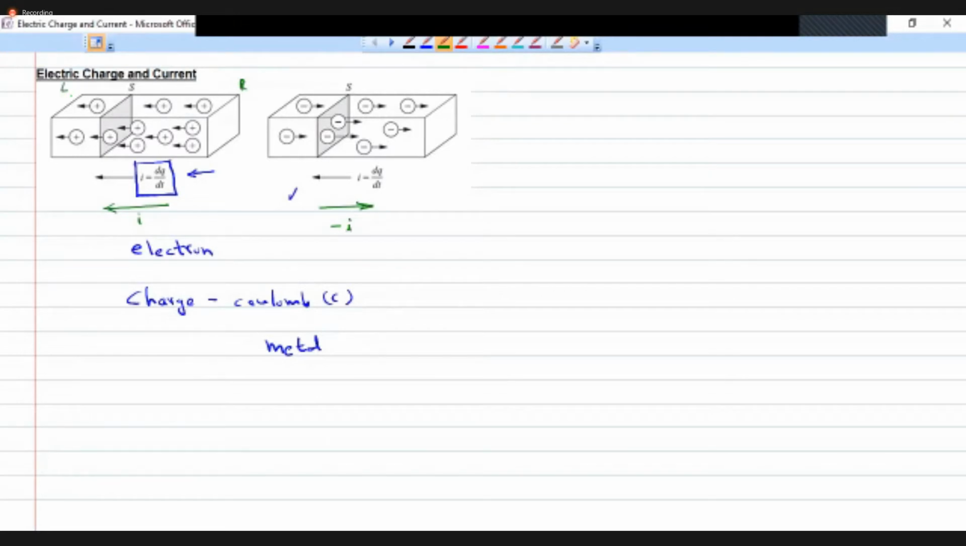This is the direction of current, the positive direction. If we take the direction from left to right, then we have to write it as minus I. Simply put, if I is in this direction, then minus I is flowing in the left to right direction. Hope that concept is clear.